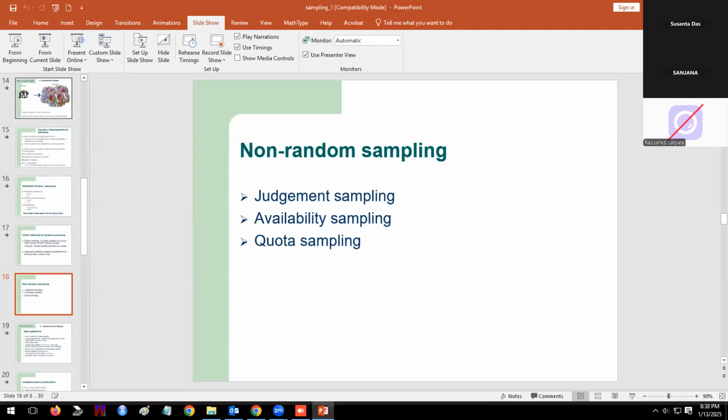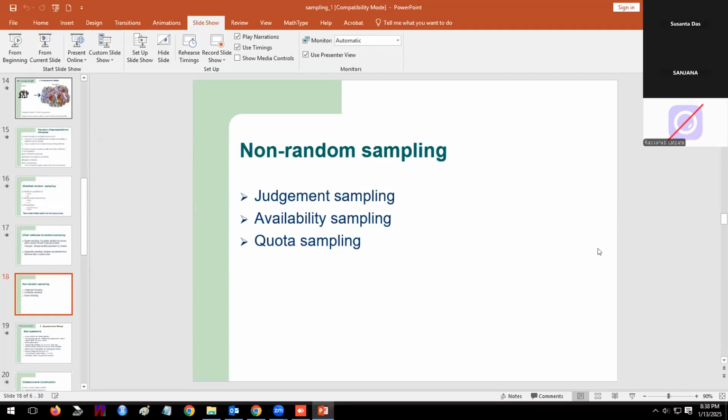Non-random sampling. Under this non-random sampling, non-random means we haven't drawn the sample by employing random sampling. Whatever we want to select, we select it. The first one is judgment sampling. Now suppose there is a bulk production lot whose size is, say, 500.